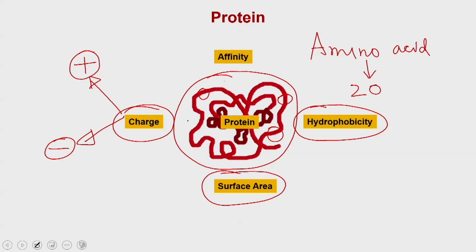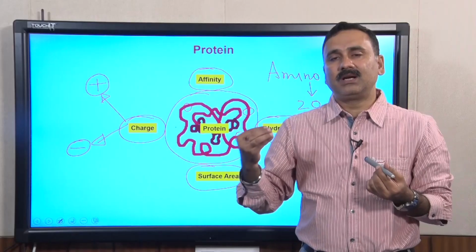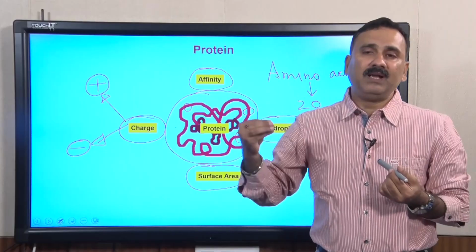Now, the fourth is the affinity parameter, because the protein may have different types of charges and different types of groups present, and this combination of charges and hydrophobic patches may give the protein an affinity for certain biomolecules, and that is a criterion that can be used to purify the protein.